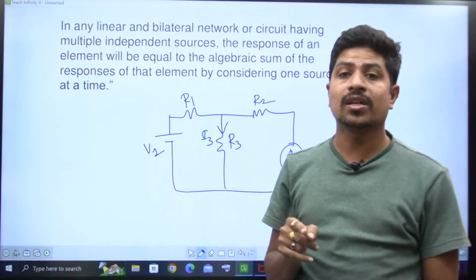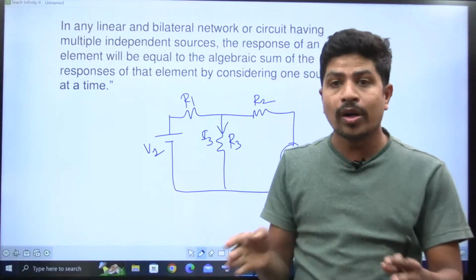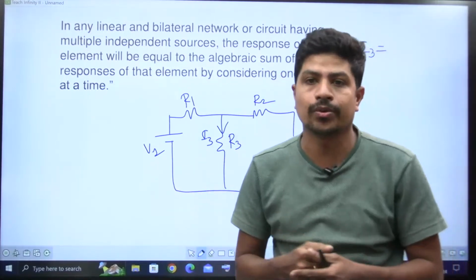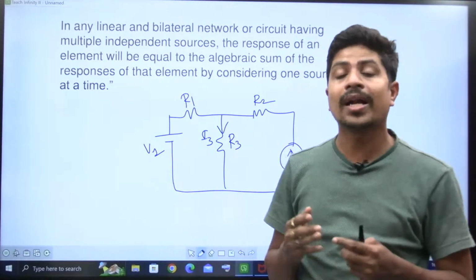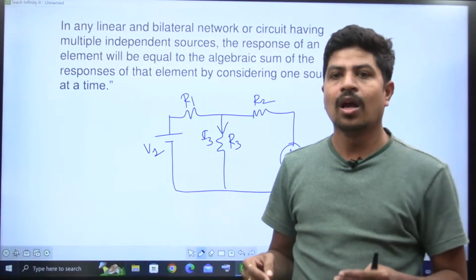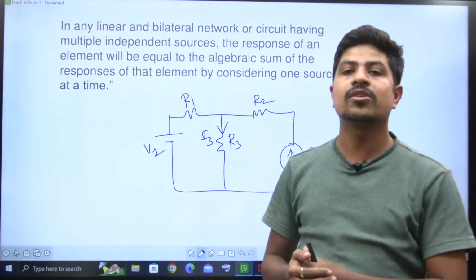Voltage source, we are not considering, we have to short it. Because no voltage means zero voltage. Voltage is zero means short circuit. No current means zero current. Current is zero means open circuit. Remember, current is zero in open circuit, voltage is zero in short circuit.